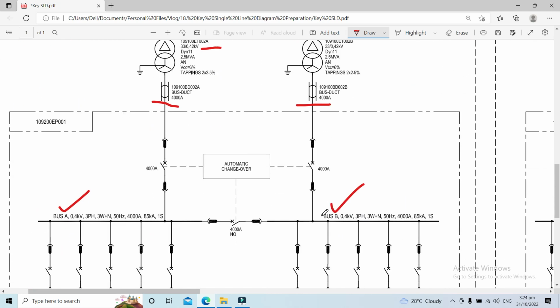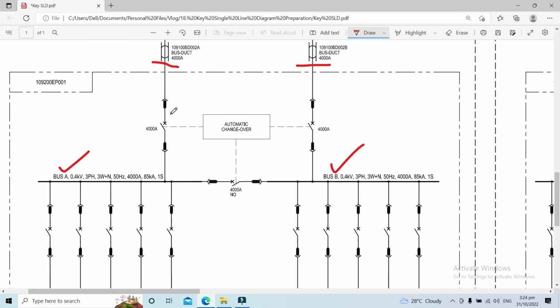That's why we have this incomer here. Two incomers and a bus coupler, so it's an automatic changeover as well. If you have a 4,000 ampere rating on the secondary side of our transformer, the incomer also has to be 4,000, the same size, and so does the bus coupler.